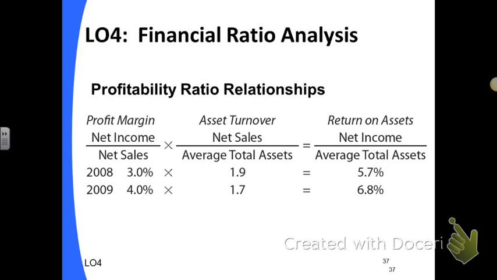So if we were analyzing the profitability ratio relationships here, we can see that our return on assets improved in 2009 because of an increase in the profit margin, but that was partially offset by a small decline in the asset turnover ratio. Although the company's profitability and total asset management were relatively low, it was good at generating cash from their return on assets.